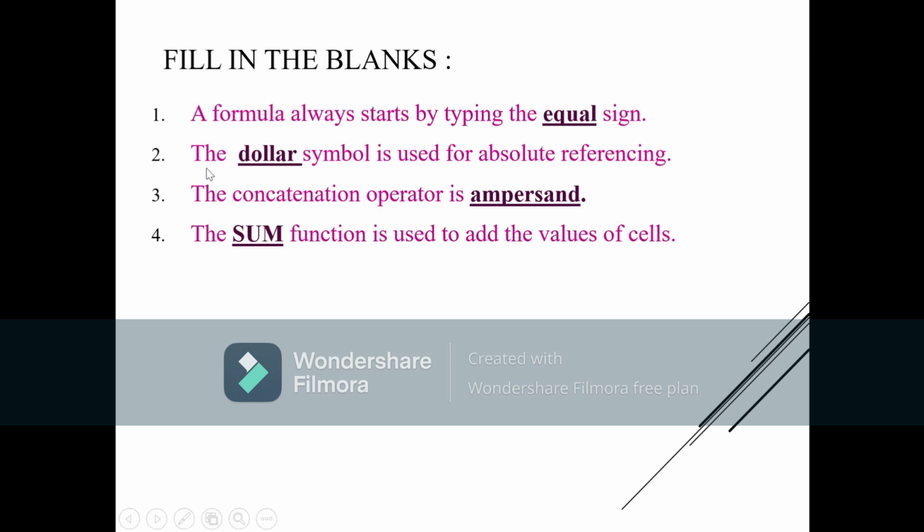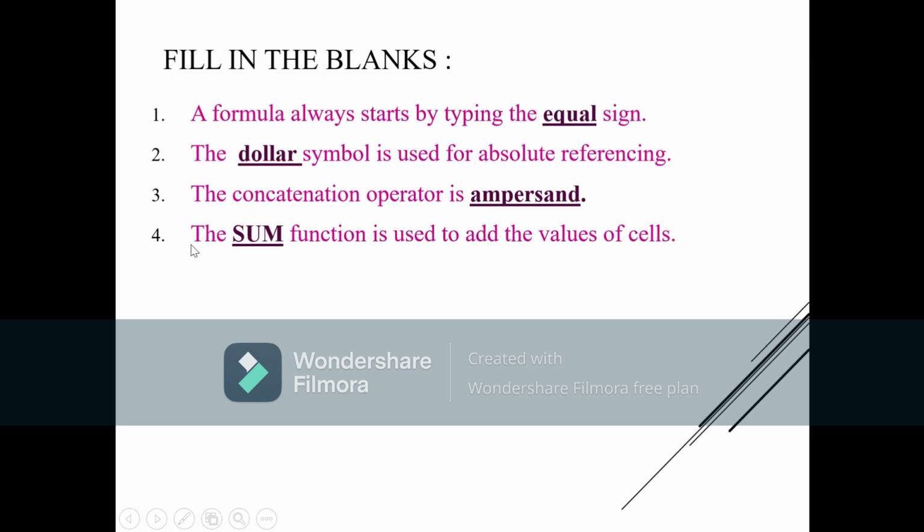Second, the dollar symbol is used for absolute referencing. Absolute referencing means the dollar symbol. Then third, the concatenation operator is ampersand. You can see the symbol of this dollar as well as ampersand in your book.